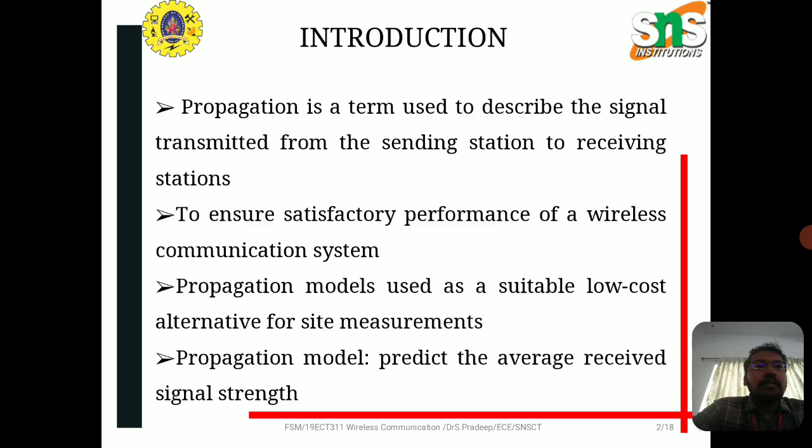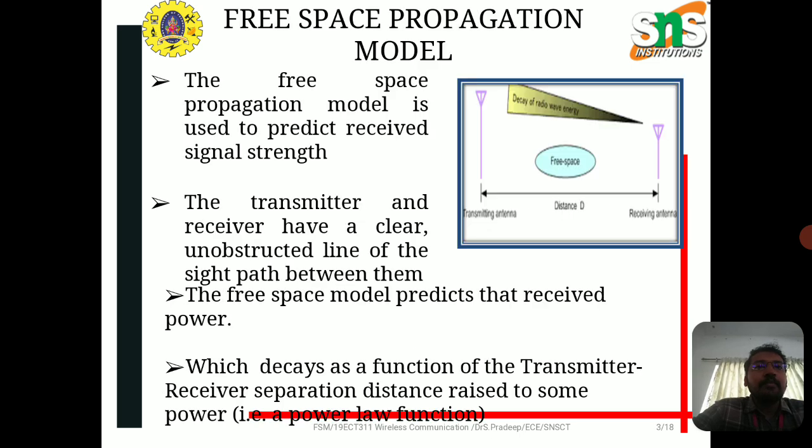To ensure satisfactory performance of a wireless communication system, propagation models are used as a suitable low-cost alternative to site measurements, and the propagation model is used to predict the average received signal strength. Free space propagation model. The free space propagation model is used to predict received signal strength.